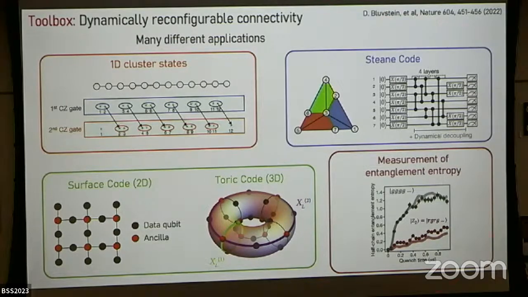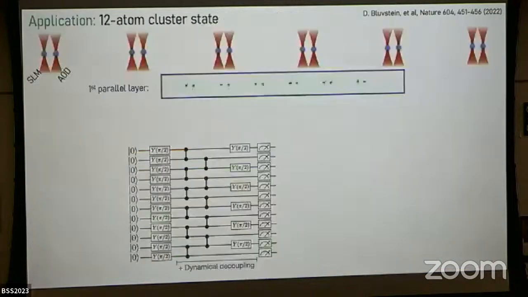So you saw yesterday the measurement of entanglement entropy. And then I'm going to show you today some of these other experiments where we prepare some interesting states for quantum computing. I'm not going to show you the STING code, but I'm going to show you the 1D cluster state and the toric code. Okay, so let's start with the cluster state.